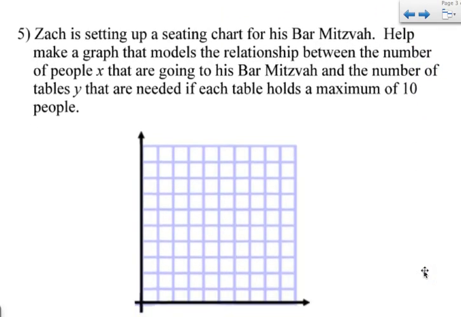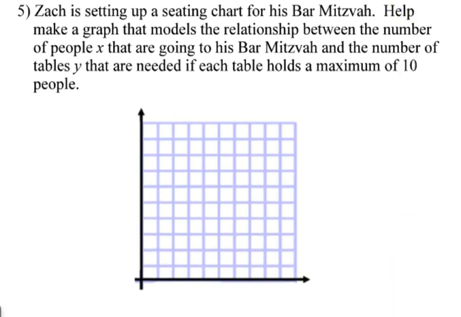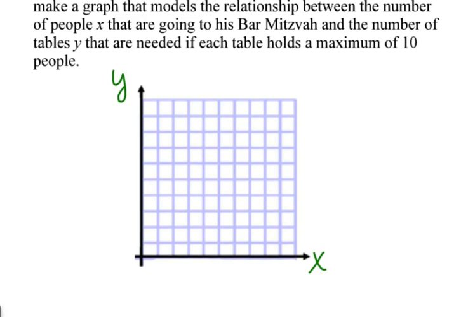Otherwise, I'm going to actually walk us through this one because real world problems are a little bit harder. So first off, you had to label your axis. And here is the x-axis, and here was the y-axis. So your x-axis was number of people. And your y-axis was number of tables.